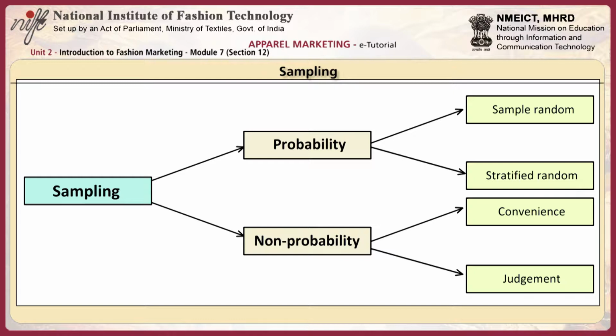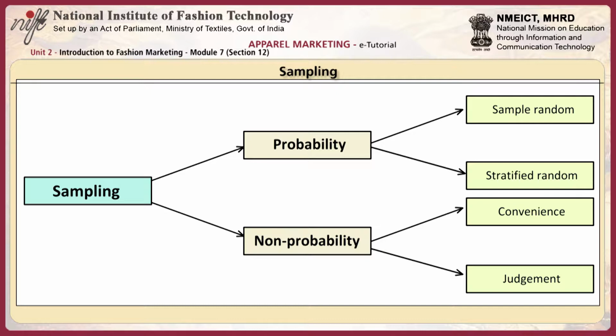Then there are some cases where even among the sample which you have selected, there could be groups where you want to give equal importance to all the groups. So you may want to select from each group a particular ratio. So you are stratifying the sample.